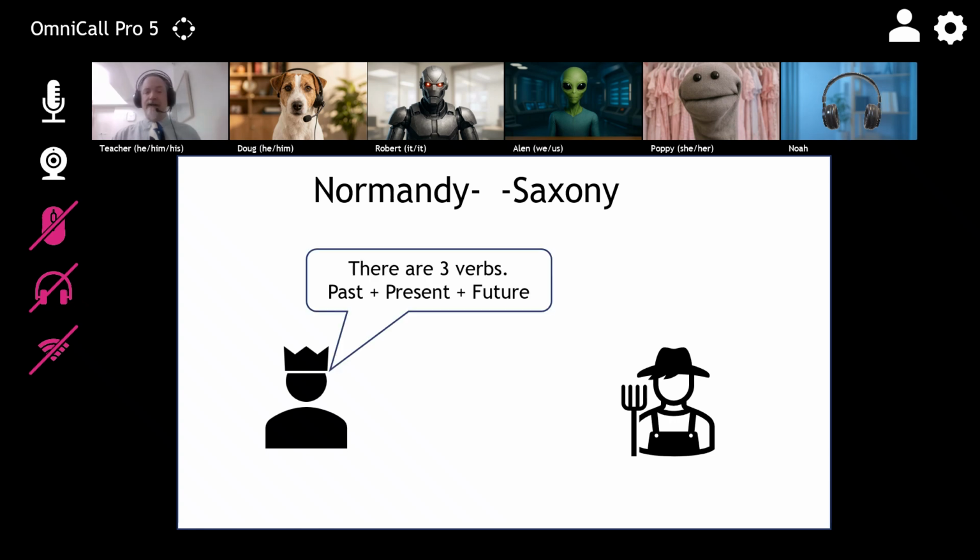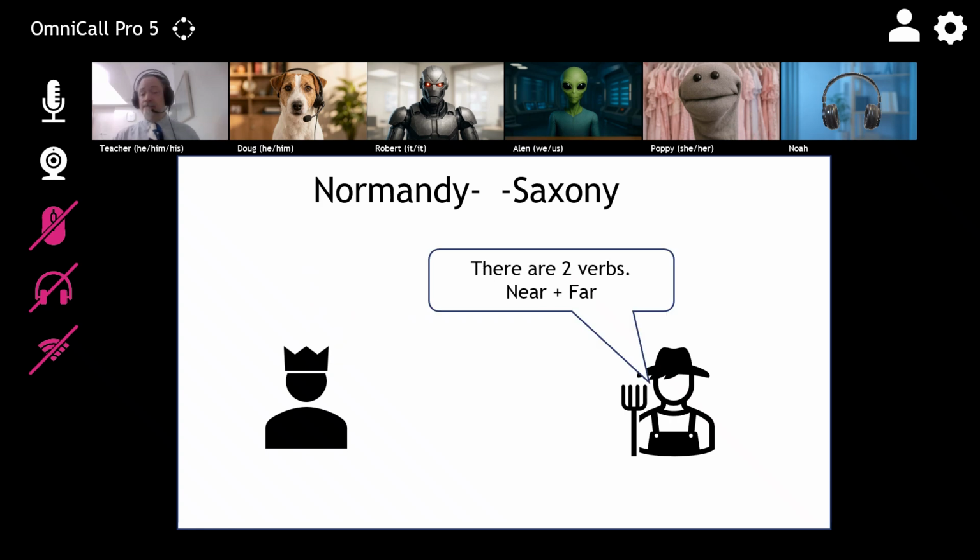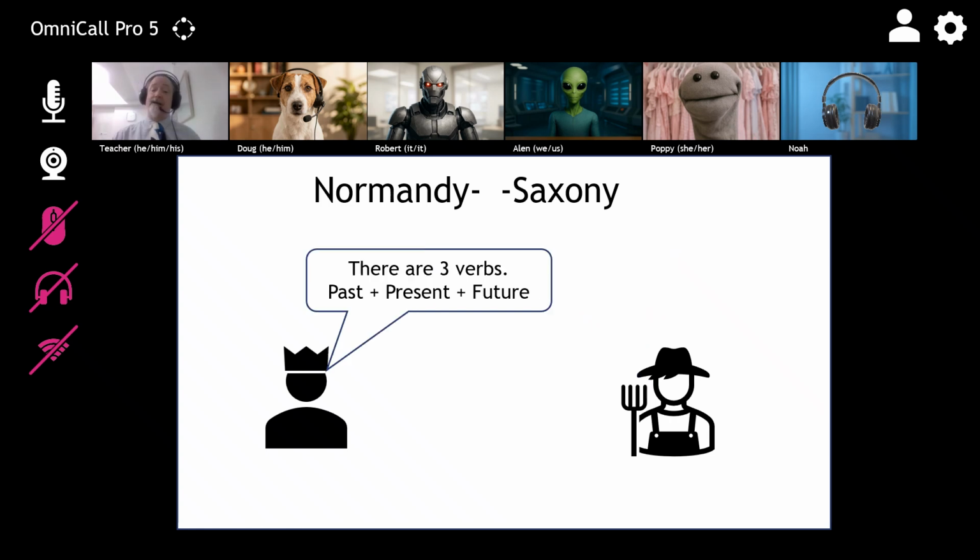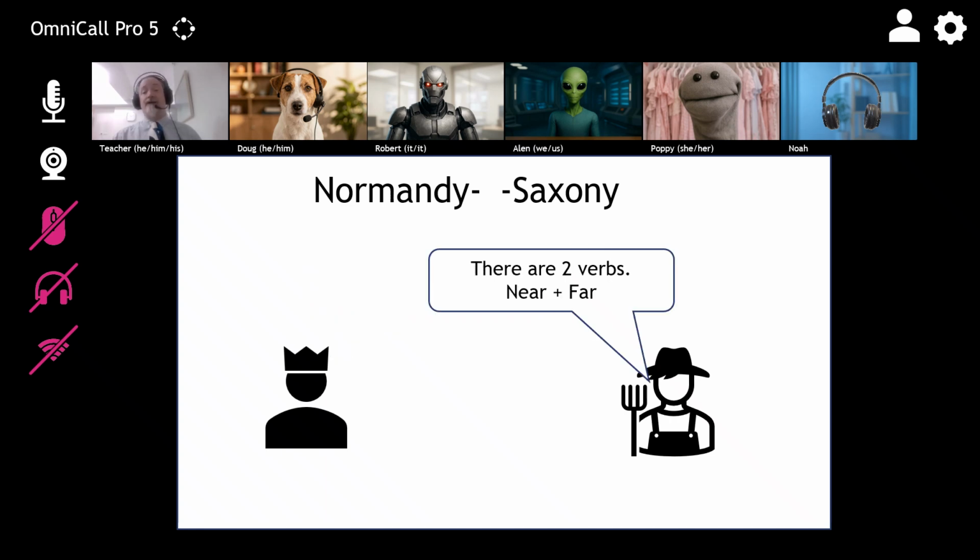Norman says there are 3 verbs, past, present, and future. Saxony language did not have these 3. Saxony only has 2. So Saxony says, oh, there are 2 verbs, near and far verbs. Back to the Normans. No, there's not 2 verbs, there's 3 verbs, past, present, and future. Then the Saxonies argued, no, there's 2 verbs. There's the near verb and the far verb.